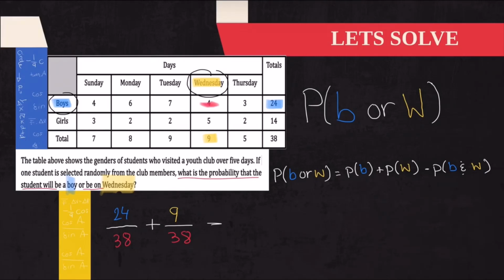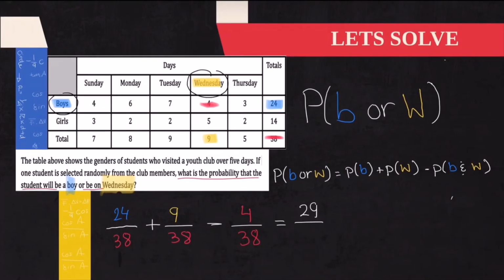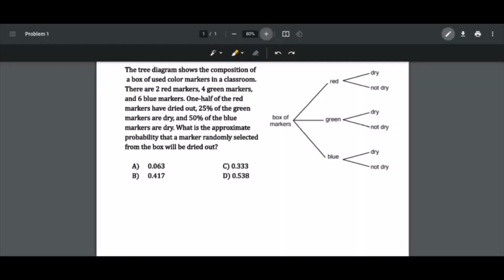4 boys attended over the total of 38 students. So 4 over 38, 29 over 38. To convert it to decimal, the correct answer is 0.76.